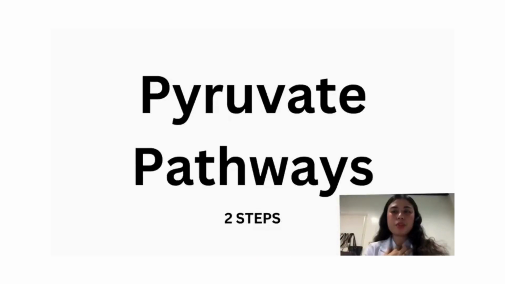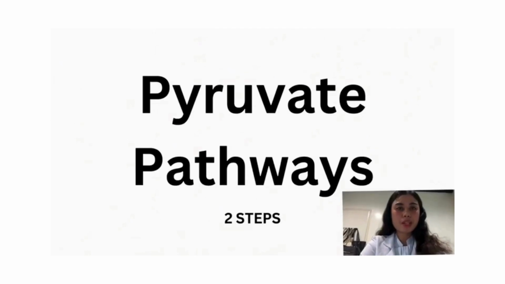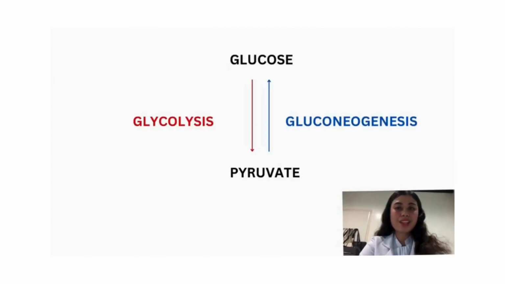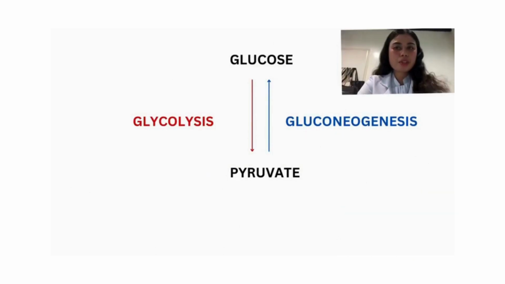So in this lesson, we are going to discuss the pyruvate pathways. As you can see in the illustration, let's have a quick refresher. When you start with glucose and ultimately form pyruvate downstream, that is glycolysis, shown in red. If instead you move in the reverse direction, starting from pyruvate and going up to glucose, that is gluconeogenesis, shown in the blue. So after the quick refresher, we can actually do the pyruvate.